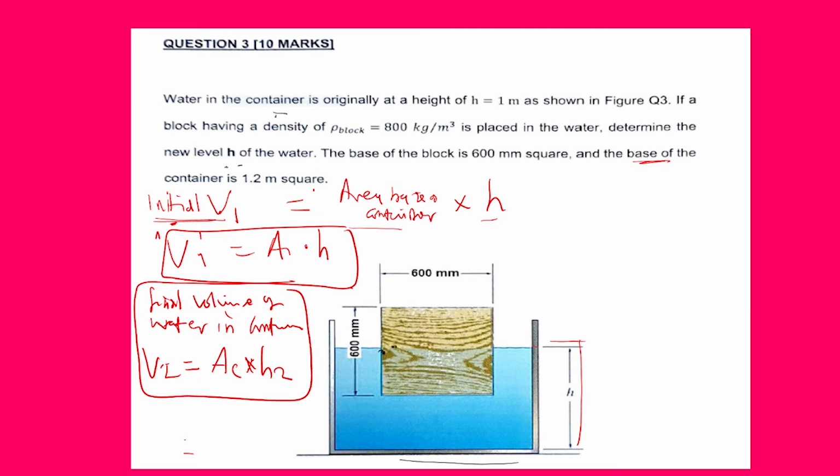But also, now let's go to the block. The volume of the submerged part of the block after placing the block, let's call it V, equals the base area of the block, let's call it A, times the length, which we call X. So we got 3 equations here: V, V2 and V1.